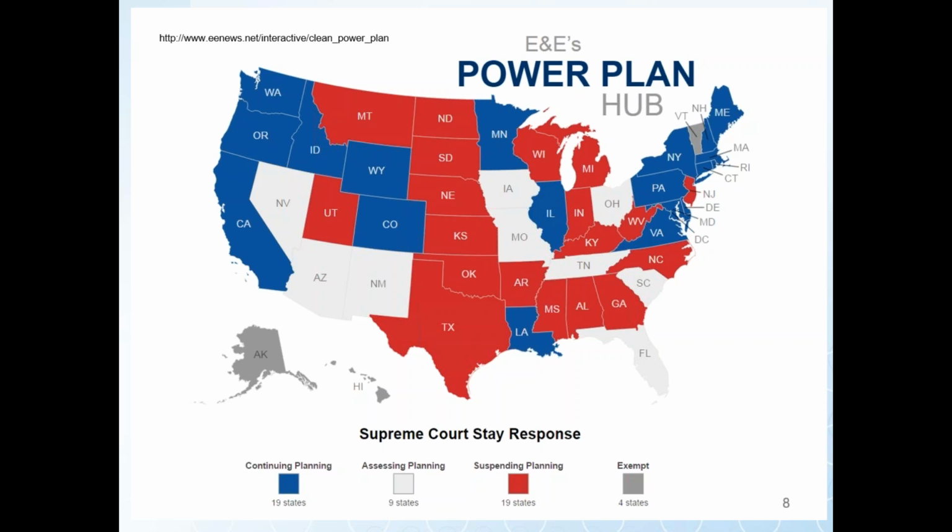So according to this map, there are 19 states that have actively said they're planning. I would argue that there are quite a few more that are still planning. It's just not quite so transparent.